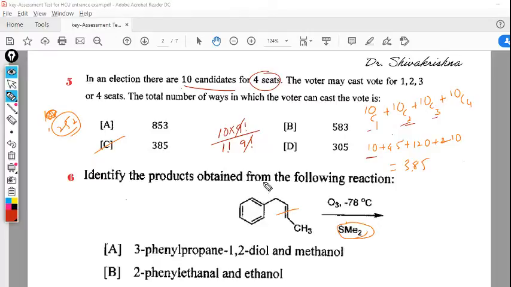Next, this is based on ozonolysis. This is reductive ozonolysis. It's going to break up into carbonyl compounds. So you need to find the 2 carbonyl compounds. The benzene-attached part is going to be the aldehyde part, so it is 2-phenyl acetaldehyde, and this will be the acetaldehyde. Those will be the products. Next.